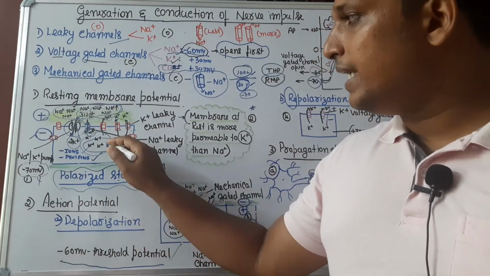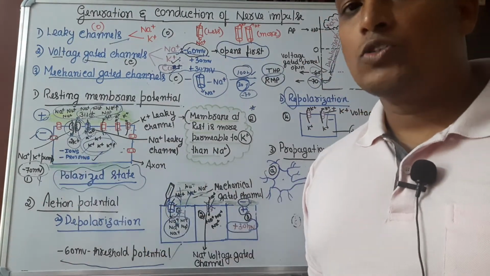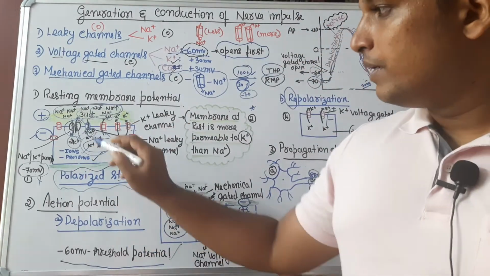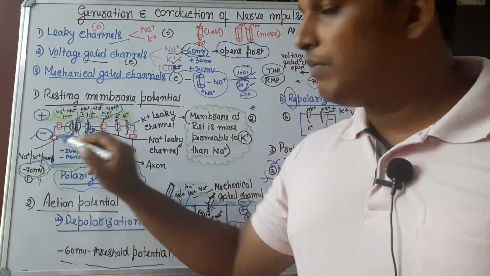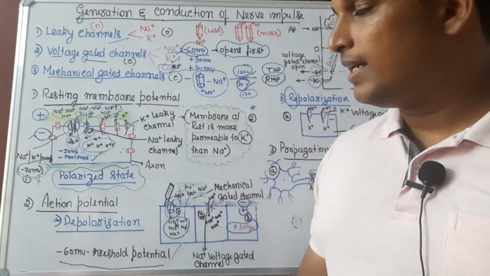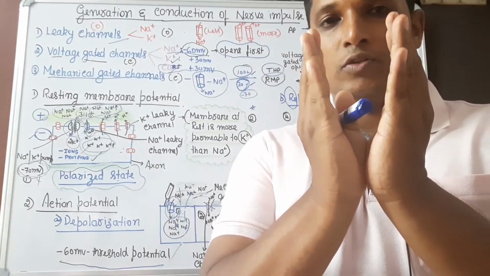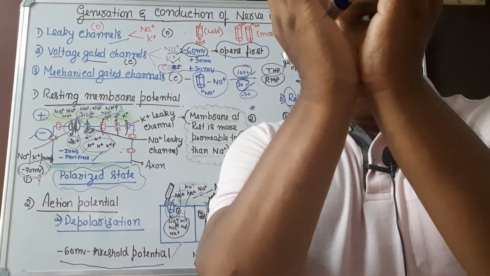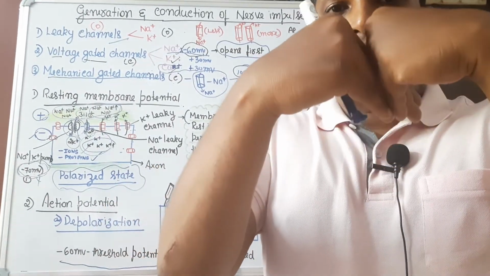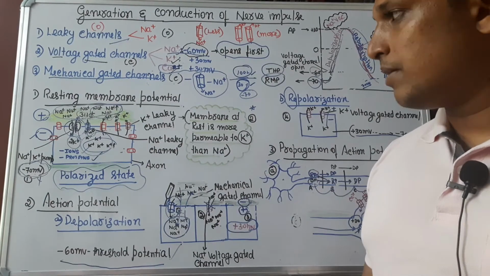Apart from that, who will maintain that potassium and sodium concentration? It is due to two reasons. First reason is the sodium potassium pump, which is also known as the electrogenic pump. Sodium potassium pump will operate at minus 70 millivolt. It will bring 2 potassium inside and 3 sodium outside. It will pick up 3 sodium from inside and throw them outside, and from outside with the same hand it will pick up 2 potassium and bring them inside. That is the function of the sodium potassium pump.